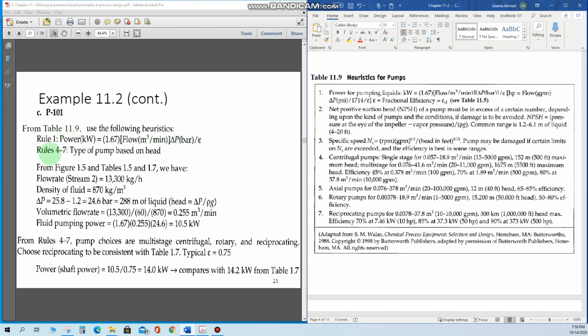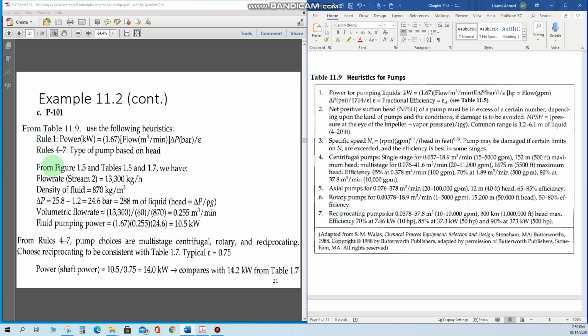Then we have rules 4 to 7, type of pump based on head. In these heuristics you would see different pumps. It could be centrifugal pumps, axial pumps, rotary pumps, or reciprocating pumps. In this example we are mainly talking about reciprocating pumps. It is also given in table 1.7. You can see from there that we have a reciprocating pump in our system.